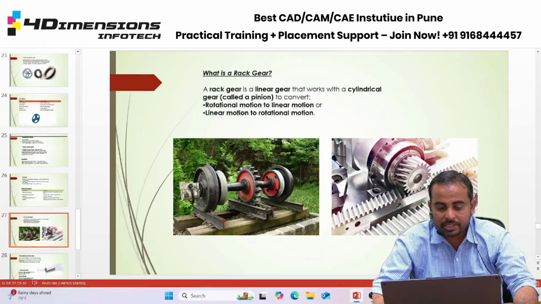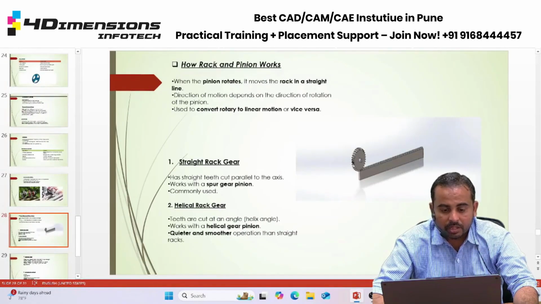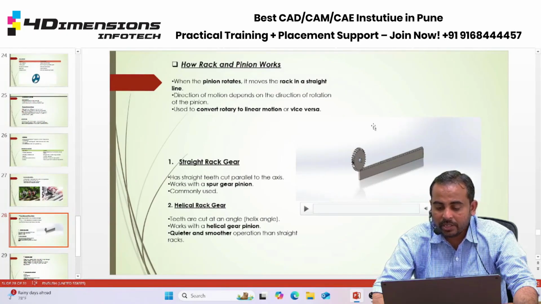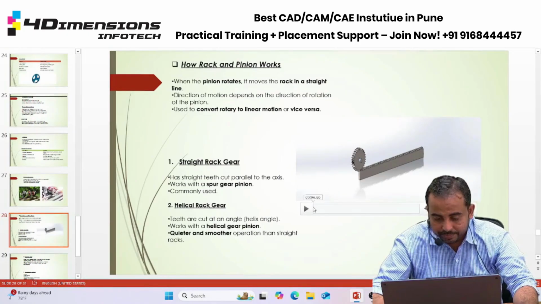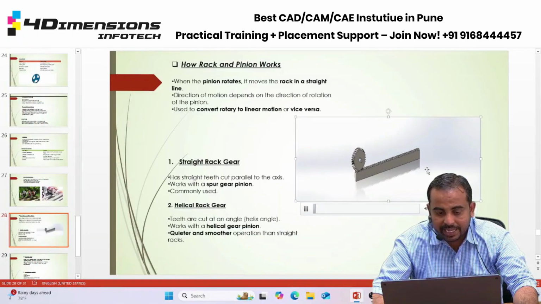You can see in the image, rack and pinion arrangements are shown here. This is the rack, a straight gear, and a spur gear or helical gear can be used as a pinion gear. Now how the rack and pinion works, a small animation is shown here, which was made in SolidWorks. So we can play this animation.